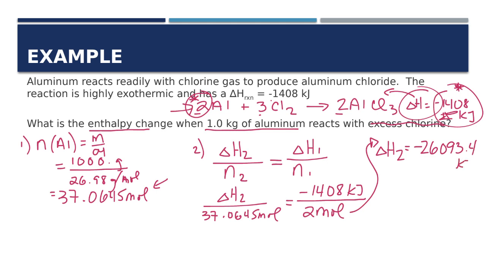26093.4 kilojoules. And I have to be mindful of significant figures. My enthalpy value is a constant. This is my new data right here, and I have to go back to that. That's 2 sig figs. So I'm going to divide this value by 1,000, and I get negative 26. I've just divided by 1,000, so the next unit up from kilojoules is megajoules.